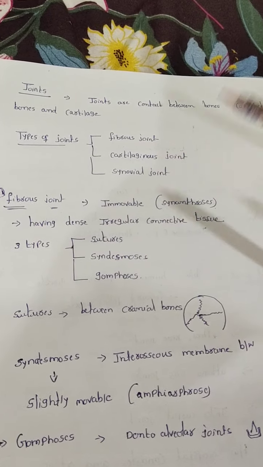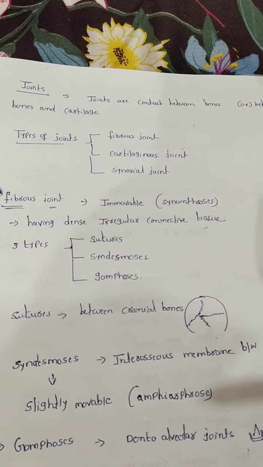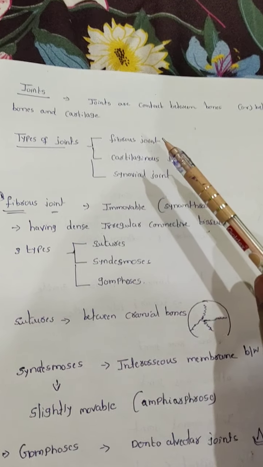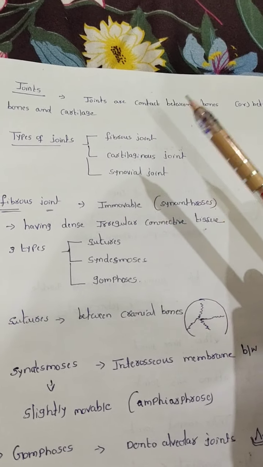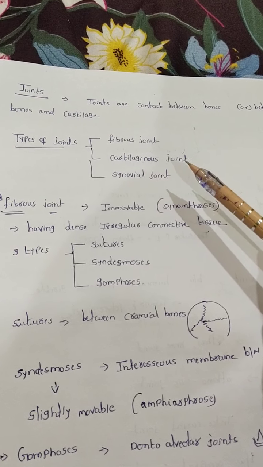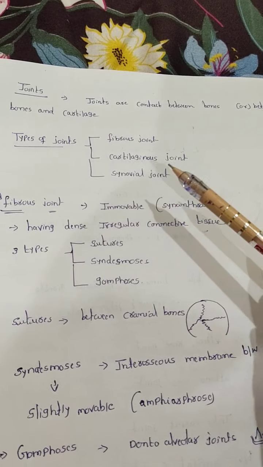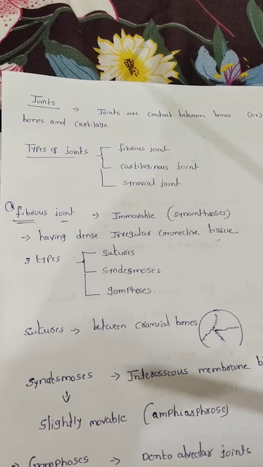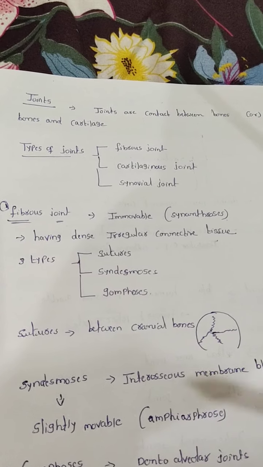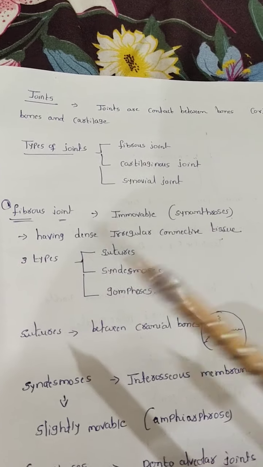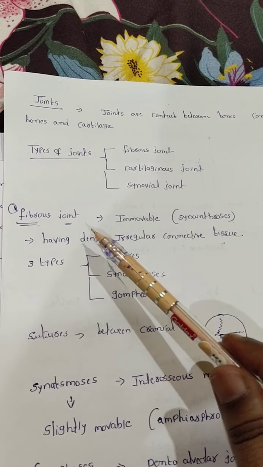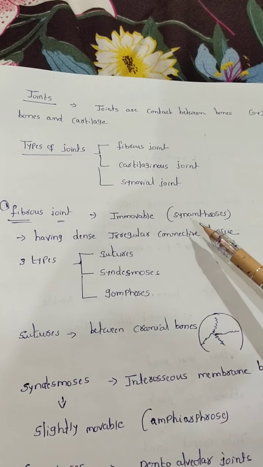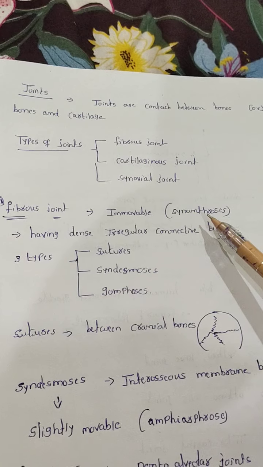Now keep in mind, as per NCERT, all fibrous joints are immobile. Cartilaginous joints are slightly mobile. Synovial joints are freely mobile. As per another exam it is different, as per NEET it is different. Keep in mind. Fibrous joints, as I said, are immobile, also called synarthrosis.